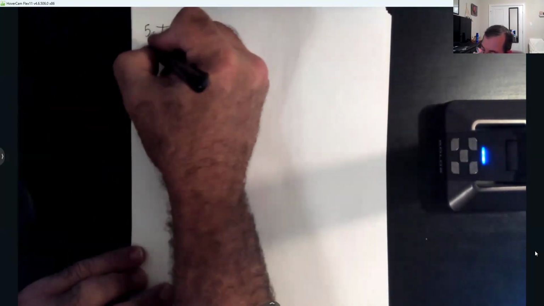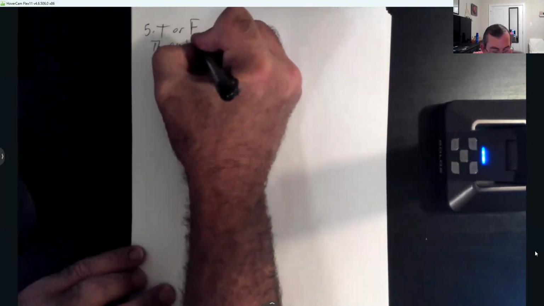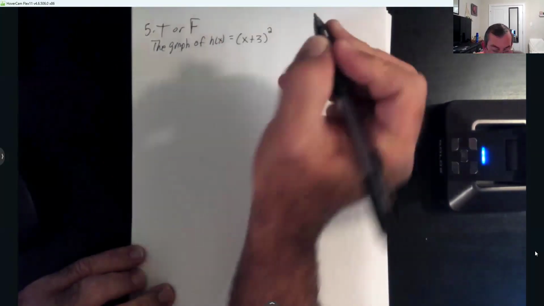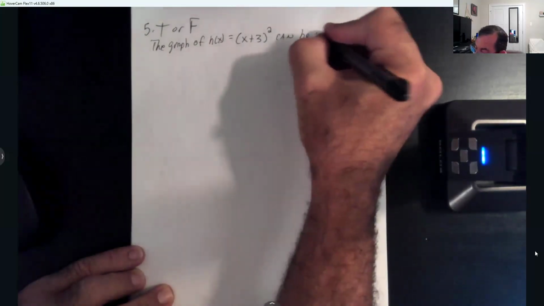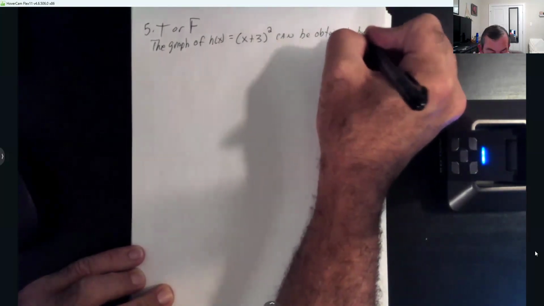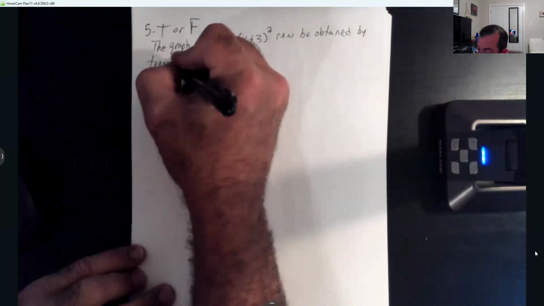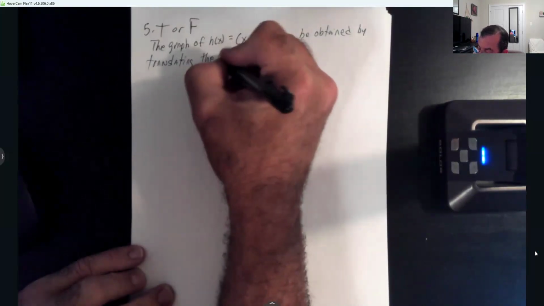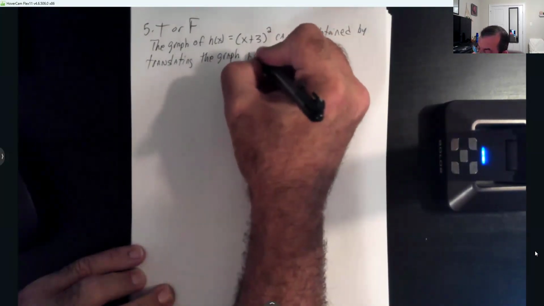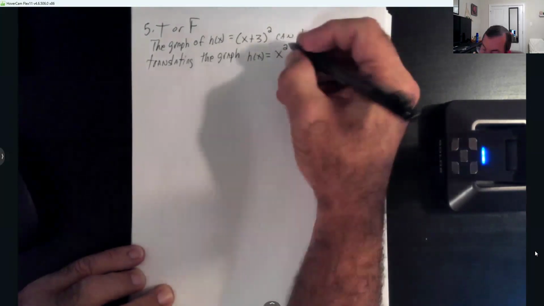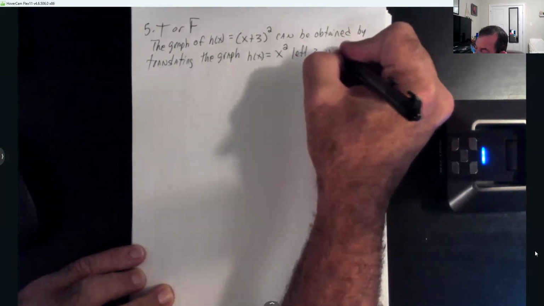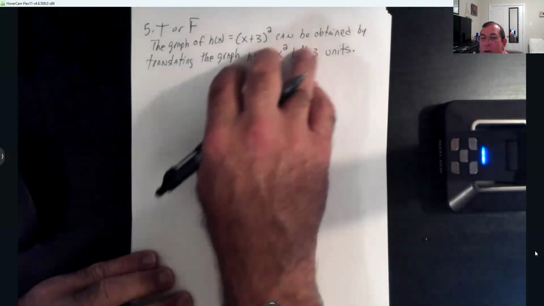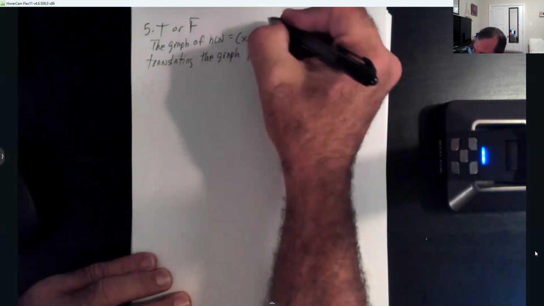True or false? The graph of h of x equals (x plus 3) squared can be obtained by translating the graph h of x equals x squared left 3 units. So this goes back to the vertical, horizontal moves we did, the transformations.